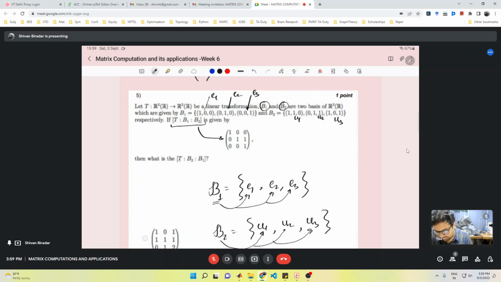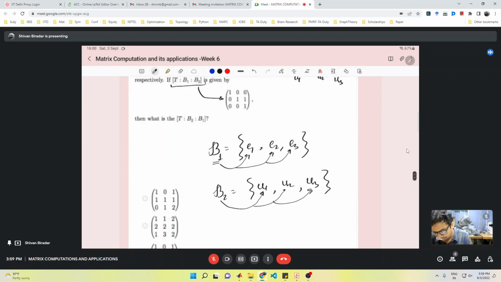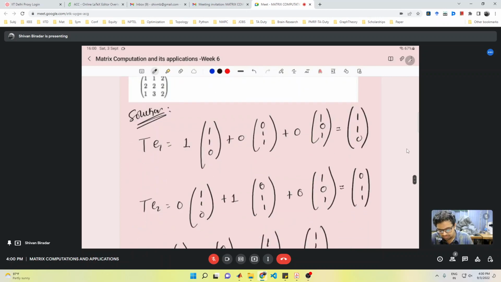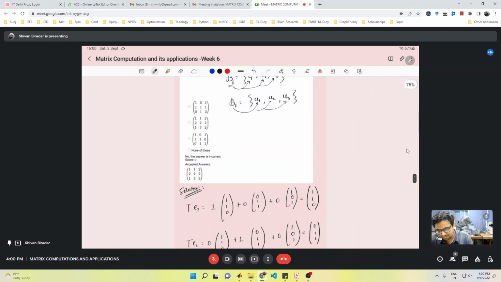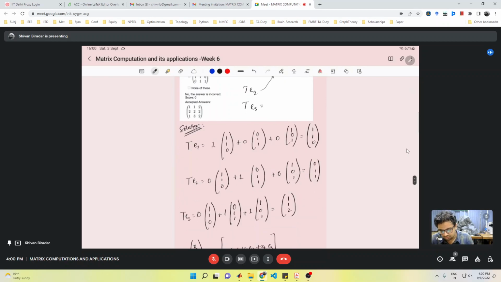So we have to find a coordinate matrix from B2 to B1 corresponding to this linear transformation T. So this is actually very easy. We have to first express T E1 as a linear combination of U1, U2, U3. Then T E2 as a linear combination of U1, U2, U3, and T E3 as a linear combination of U1, U2, and U3. So this is what we have done here.